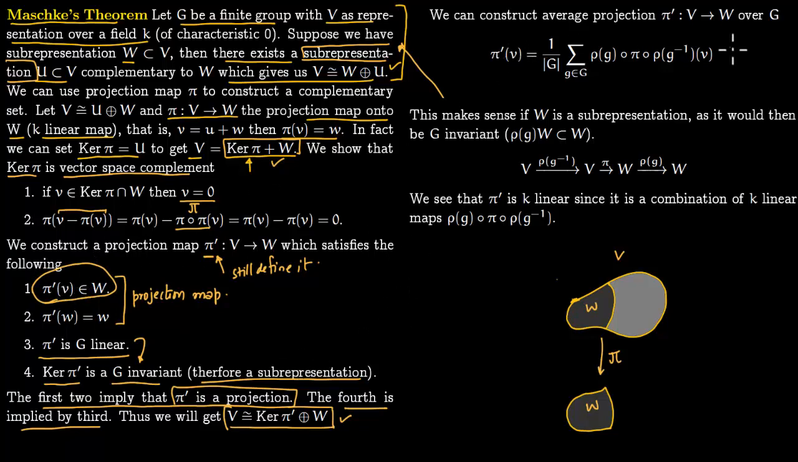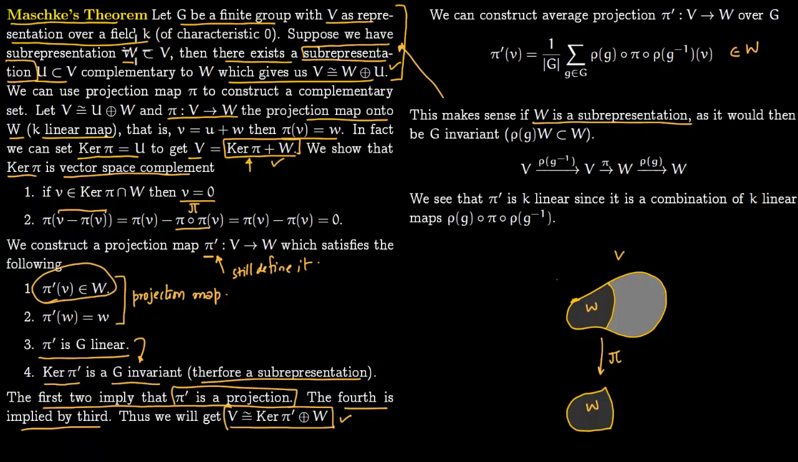So we are saying this should lie in W. So notice this map. You first have this rho G inverse. So rho G inverse obviously will go from vector space V to V. Then you have the projection map which ends up in W, and then you have this rho G map. So rho G acting on W will still give you W, because W is already a sub-representation. That is what we are assuming.